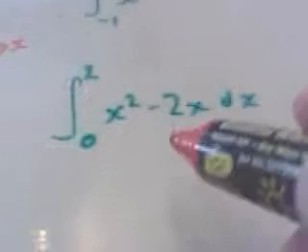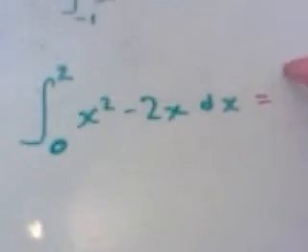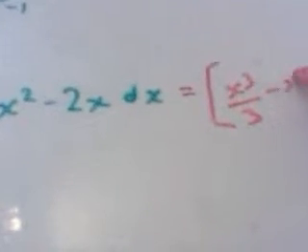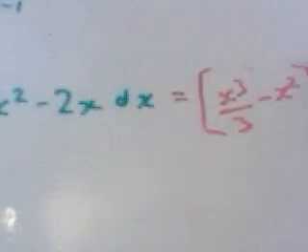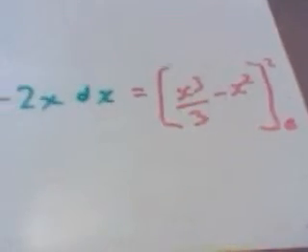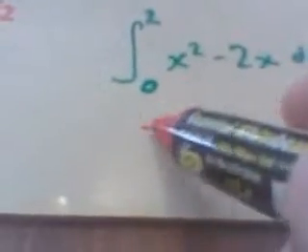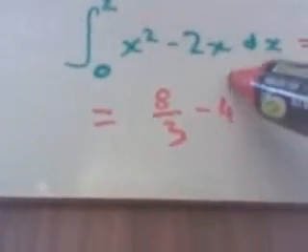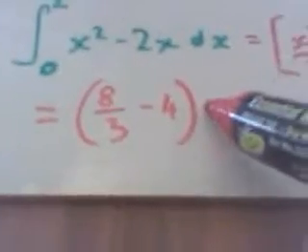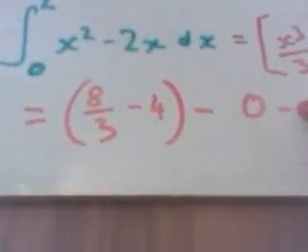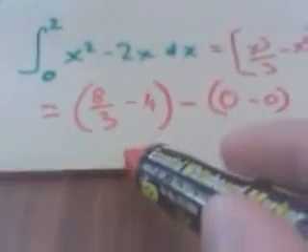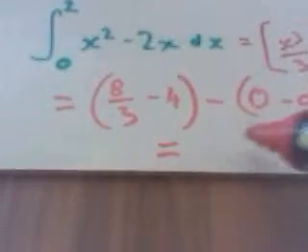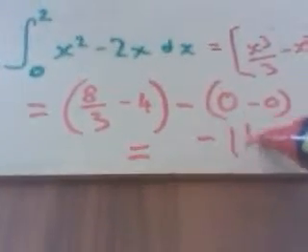Okay, the second one, again, we're looking at x cubed over 3 minus x squared, but this time between 2 and 0. Now that should get me 8 over 3 minus 4 for the first part, subtract 0, take 0 for the second part, which gives me -1 1/3.